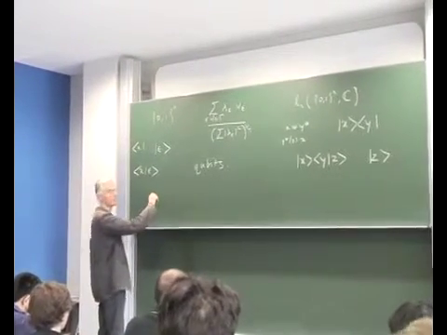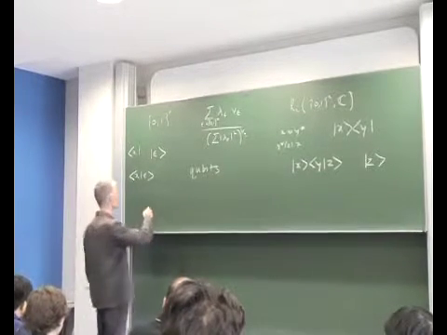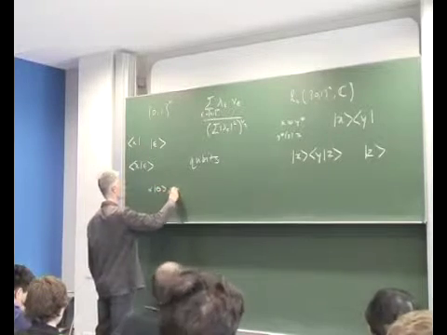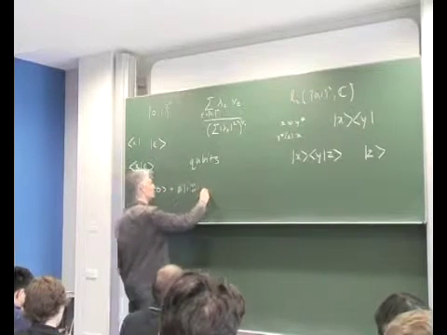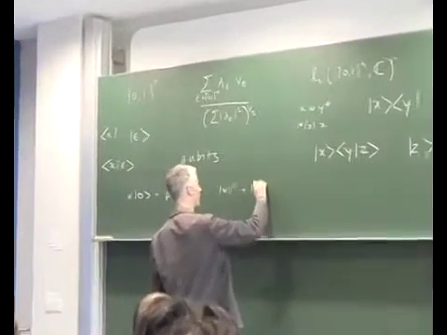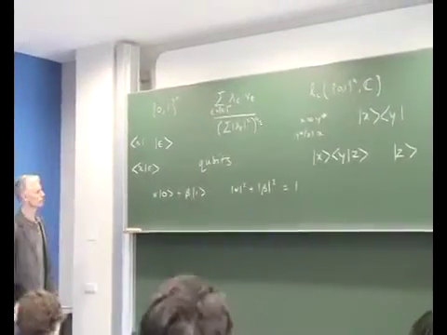Well, the qubit can take value 0 or 1, and so a typical state would be of the form alpha |0> + beta |1> with alpha squared plus beta squared equals 1.